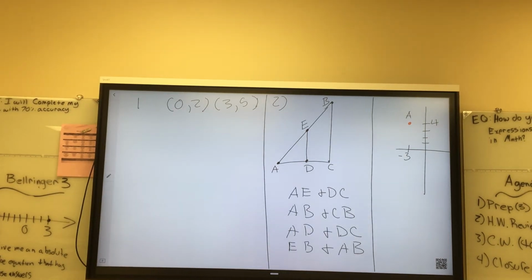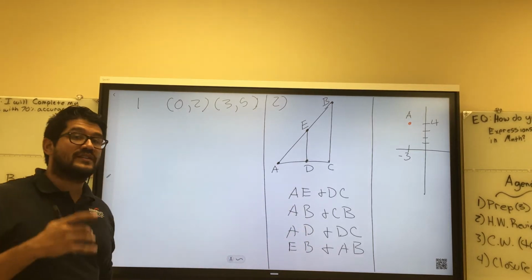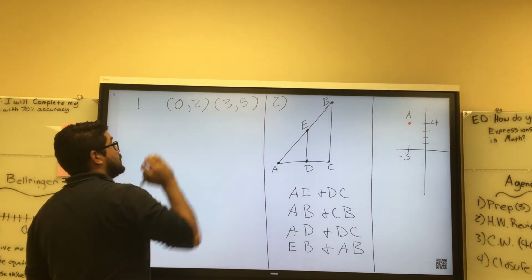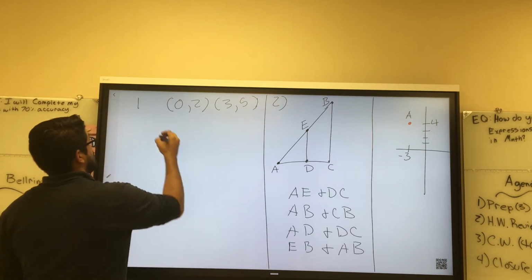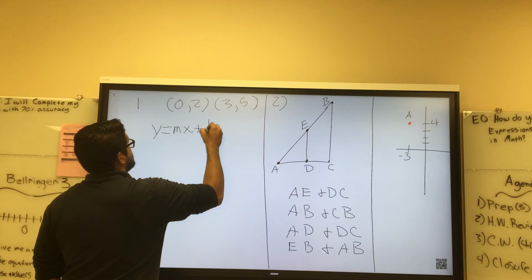Alright guys, here's the review for the tests. The first question here is, can you write the slope-intercept form with these 2 points? You should be able to. Remember, the slope formula is y equals mx plus b.